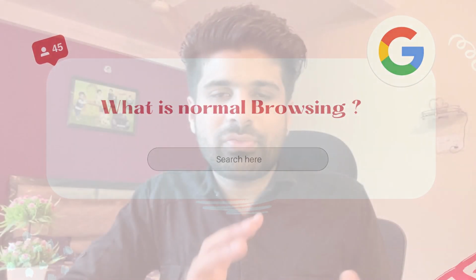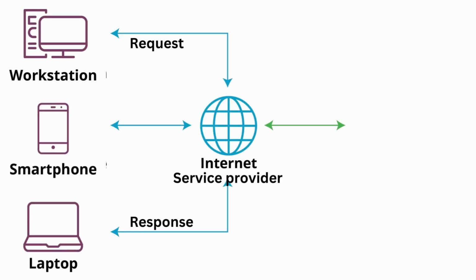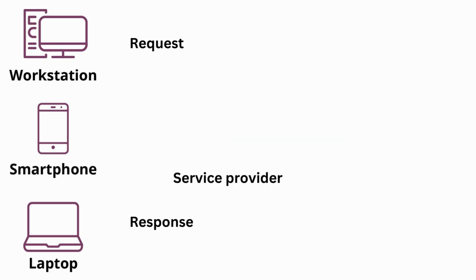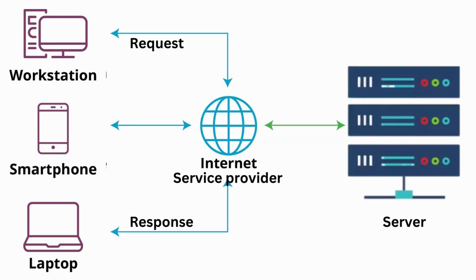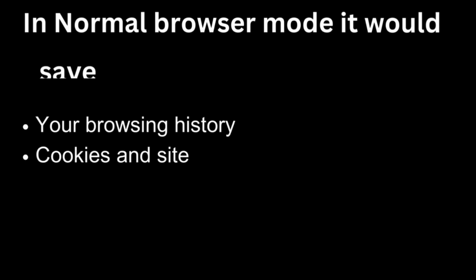Now the second question comes: how does a normal browser work? Basically the flow of the client server architecture is the same. The client will make a request, it will go through the internet service provider, then it will reach the server, then the server fetches the relevant information from the database, then it sends the response to the ISP, and the ISP sends you back the response. So if you search anything through your normal browser, your history is going to be remembered by your browser. Secondly, all the site data, cookies and cache are remembered by your browser so that you can use them for the next request.